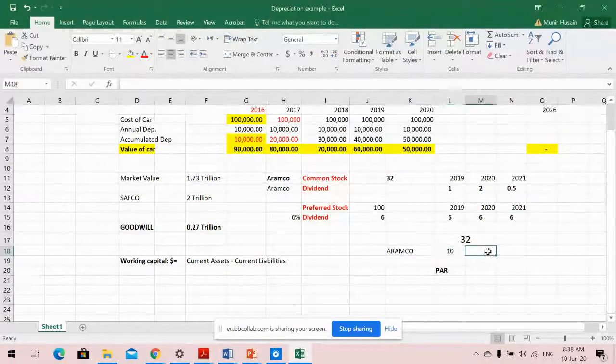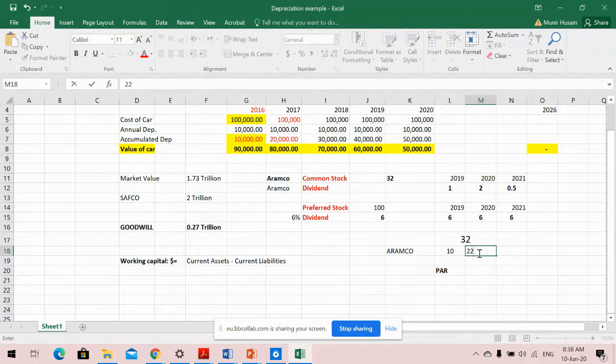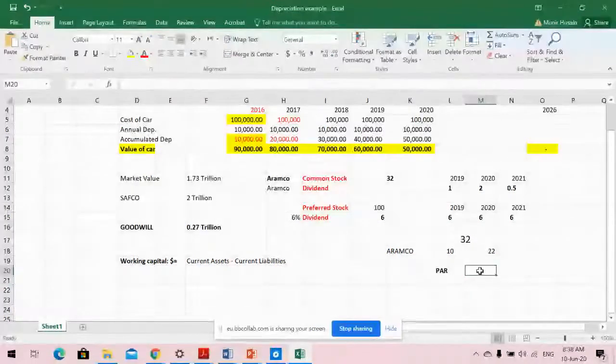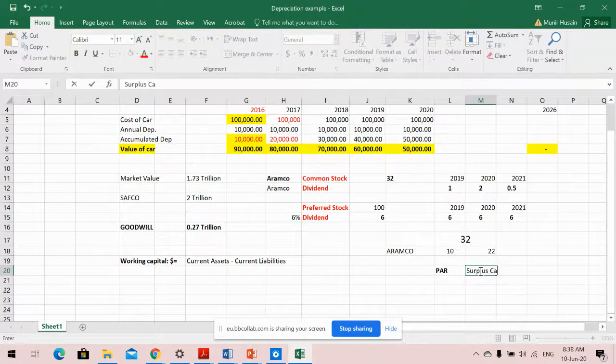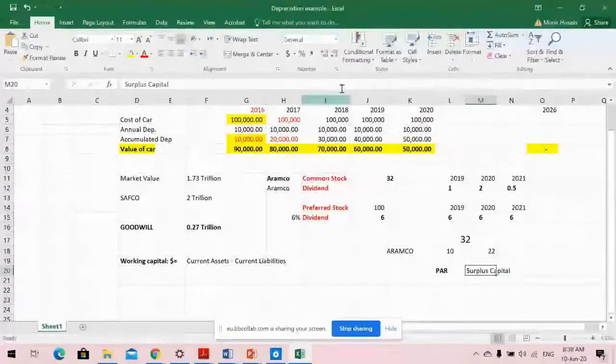So what is the extra here? Do you know what is the extra amount they sell it for? We can find out, right? The difference between 32 and 10 is 22, right? So this is what we call surplus. So what was the surplus capital?